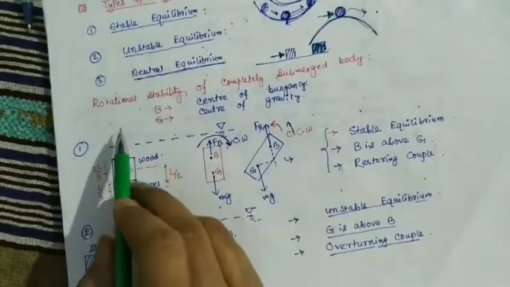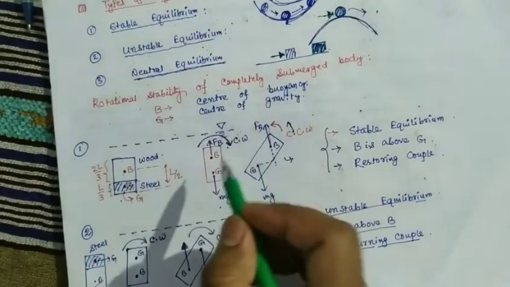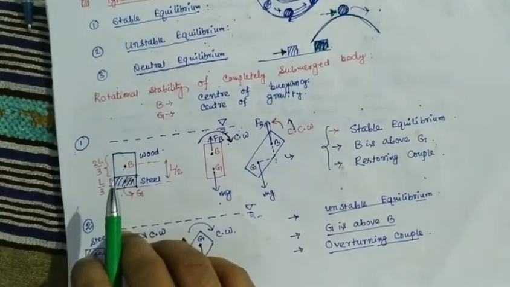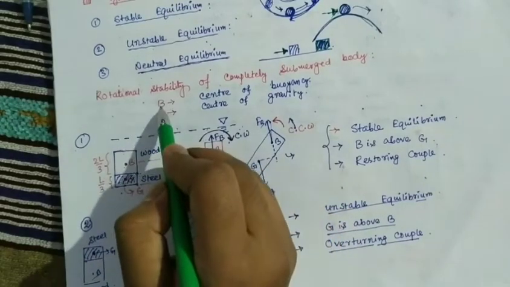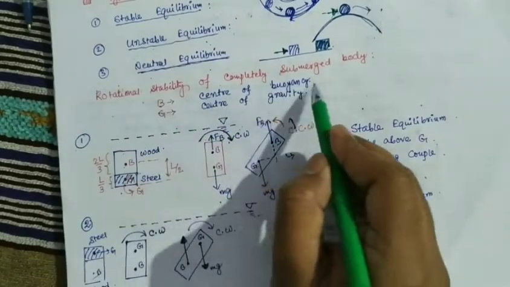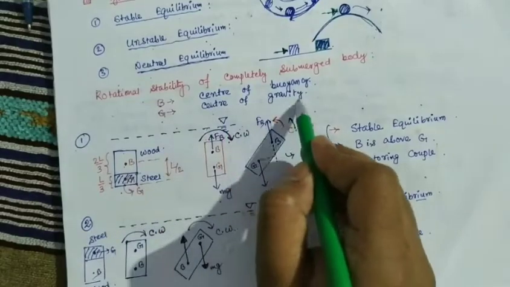Now, rotational stability of a completely submerged body. Very interesting topic. Now I am symbolizing B as the center of buoyancy and G as the center of gravity.